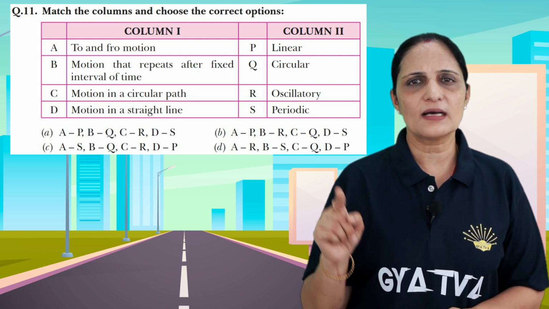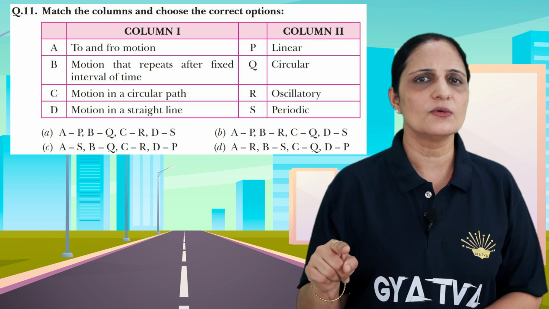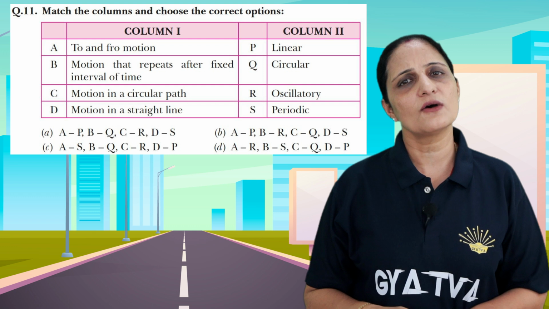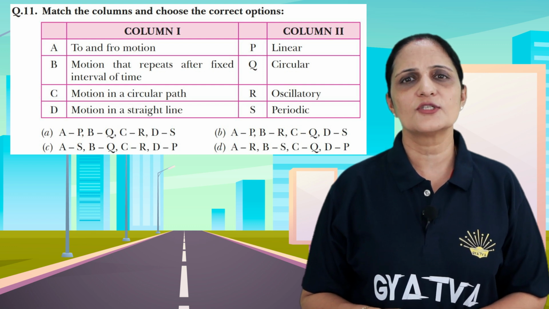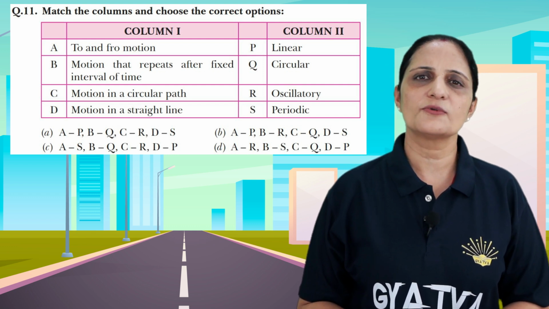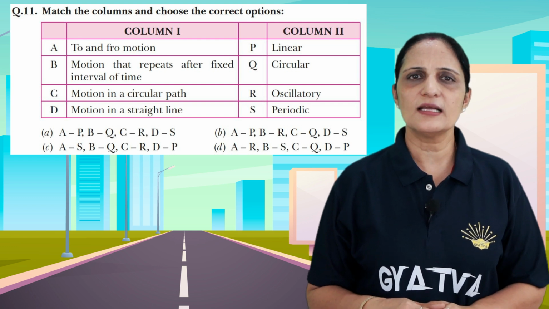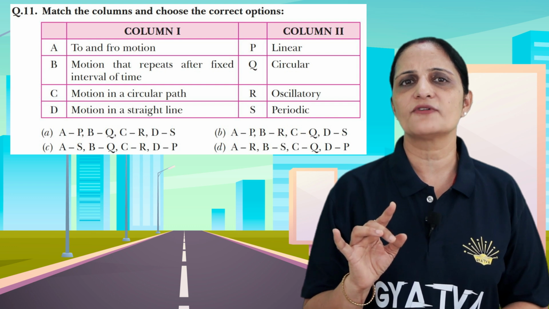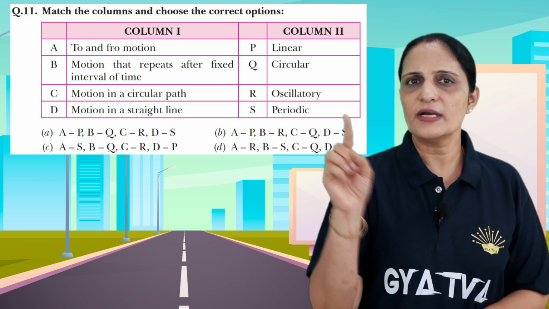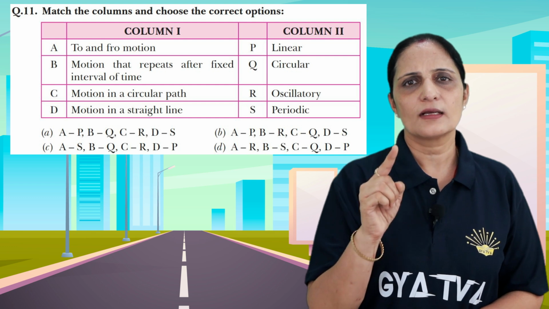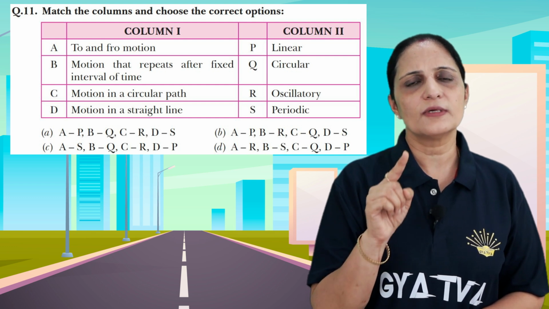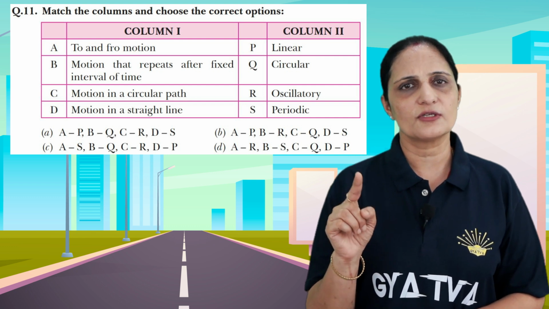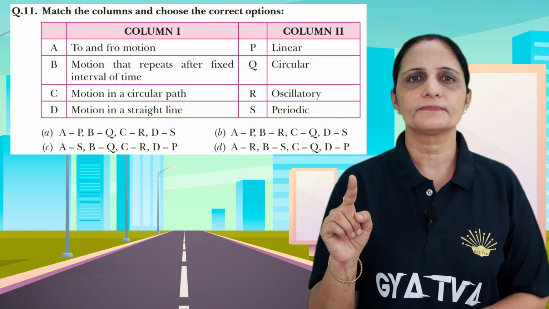Motion in a circular path, that is a circular motion, that is Q. Motion in a straight line, that is linear. So to and fro motion is your oscillatory motion. So A goes with R. So the correct option is D. Everybody is clear? You must not get confused between to and fro motion and motion that repeats after fixed interval of time. To and fro is oscillatory, and the motion that repeats itself after fixed interval of time is periodic motion, like the motion of the hands of a clock.